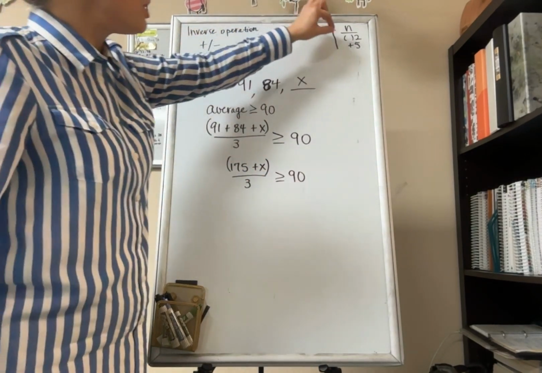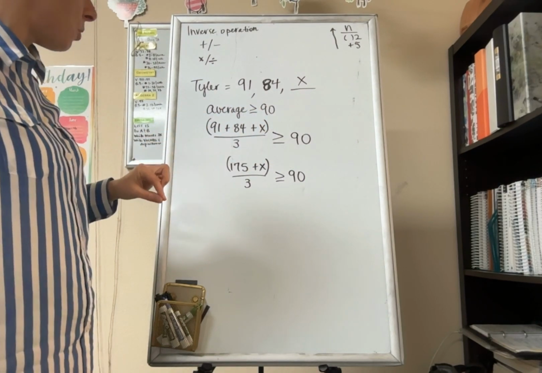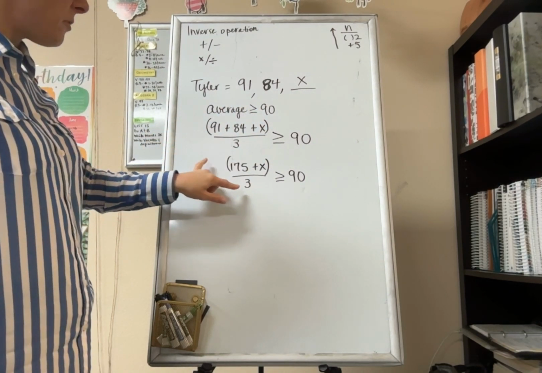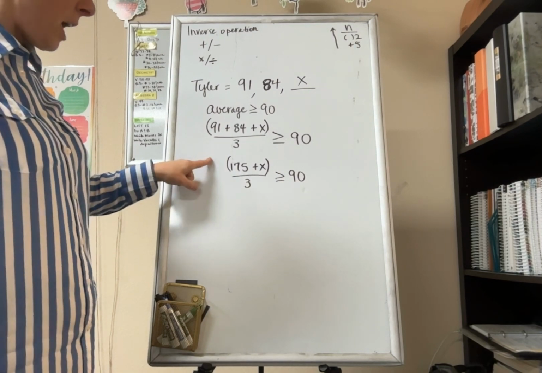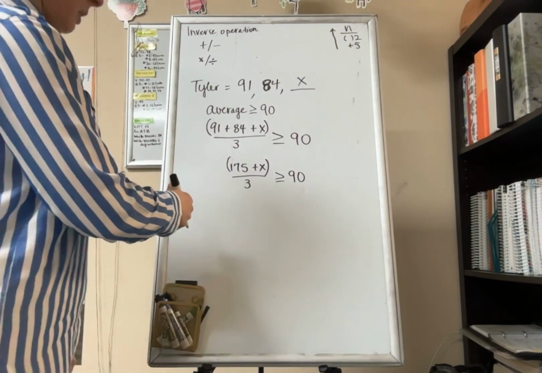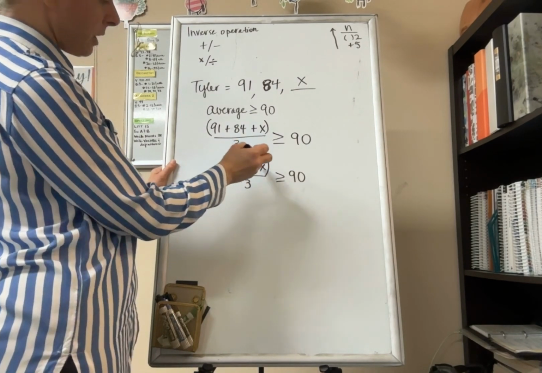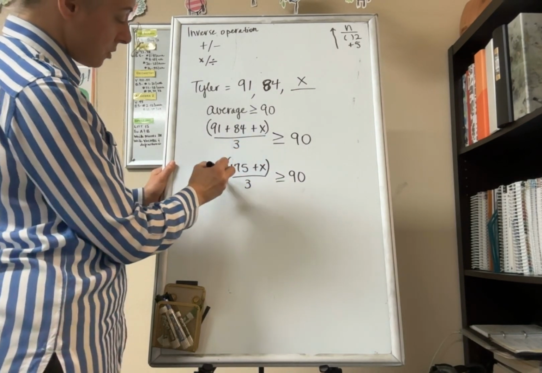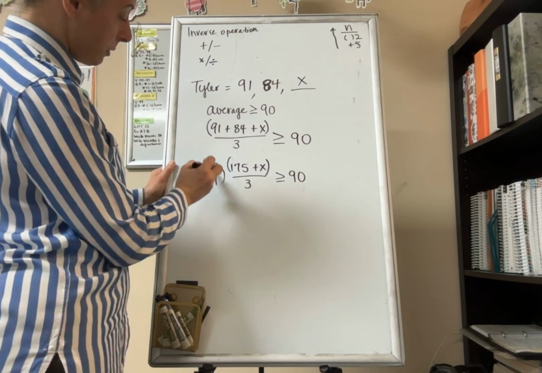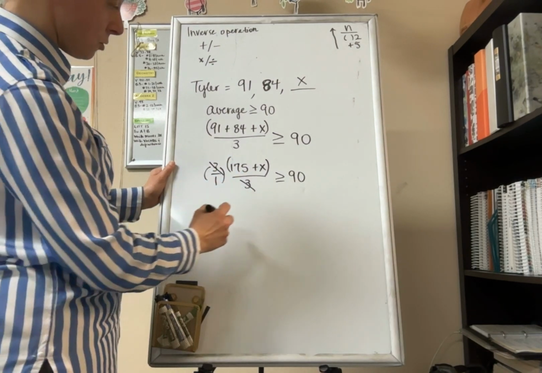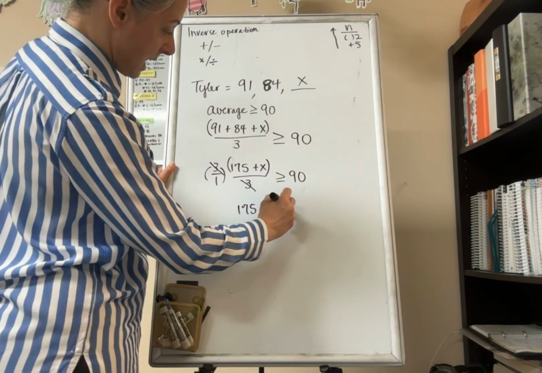Normally we start by undoing addition or subtraction first, but that's still inside a grouping symbol. So do you see how we need to first multiply by 3 to get rid of the fraction, and then we will use inverse operation within the grouping. So the first thing we want to do is multiply this side by 3 over 1 so that that cancels, and we're left with 175 plus x.